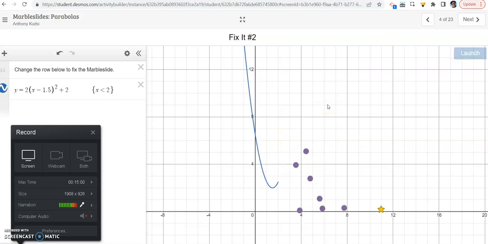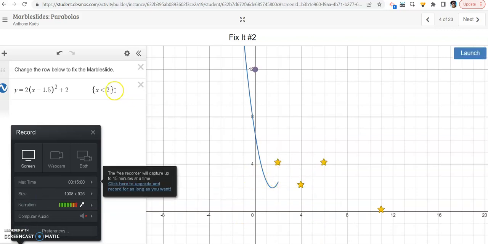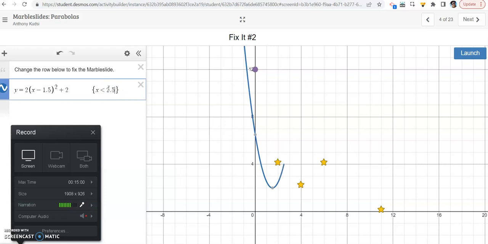There we go. So we almost got it. See if you can curve the parabola a little bit more and you can catch more. So let's change this all the way to 2.5. See how good that gets us. No, that's a little bit too much. Yeah, it does take a little bit of trial and error here. We're almost there.